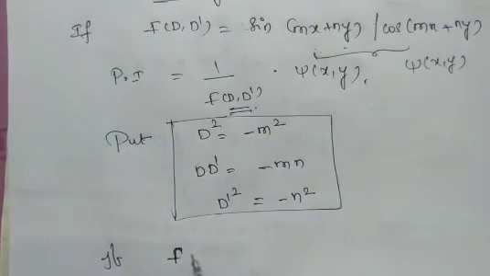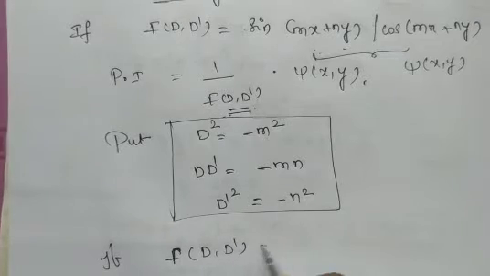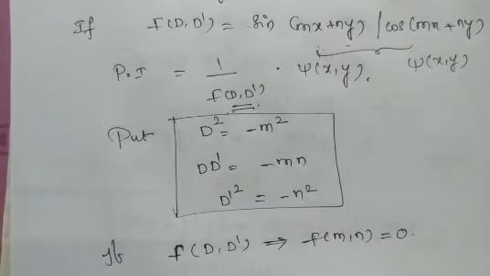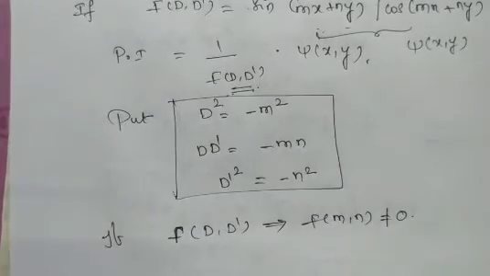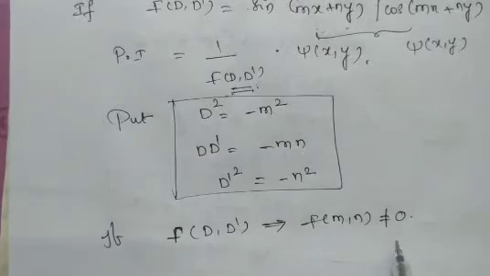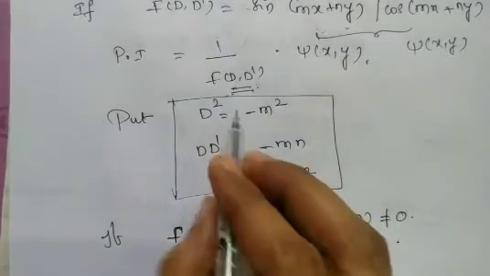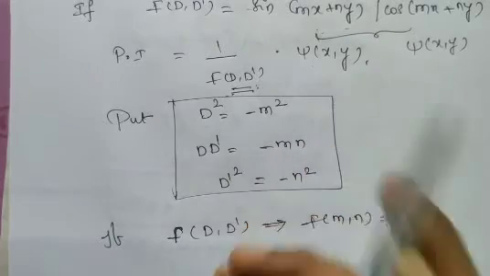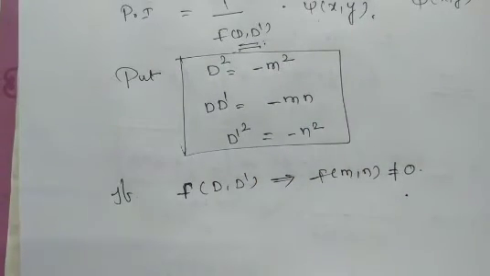So here f of D, D dash, that is nothing but f of m, n. If f of m, n is not equal to 0, then we get 1 by f of D, D dash into psi of x, y. So this is the first case.